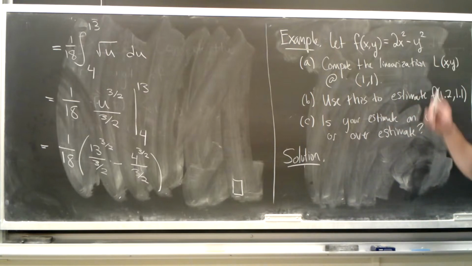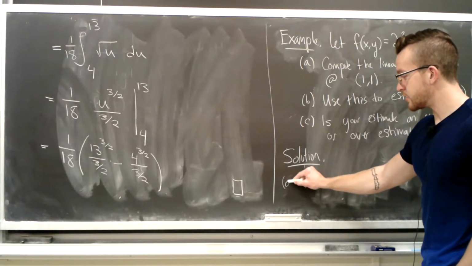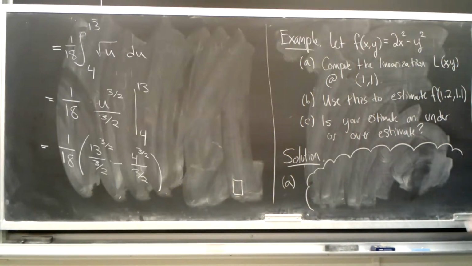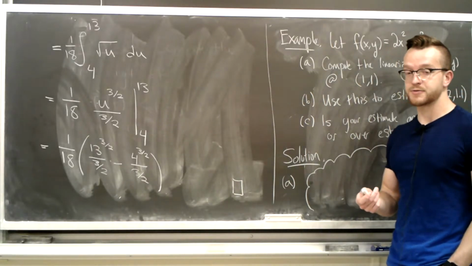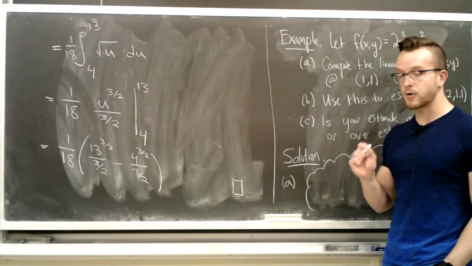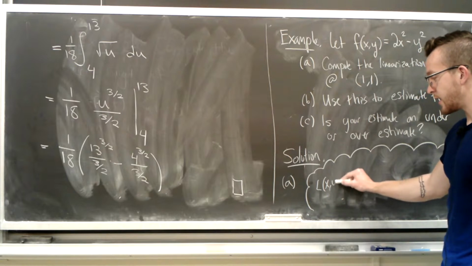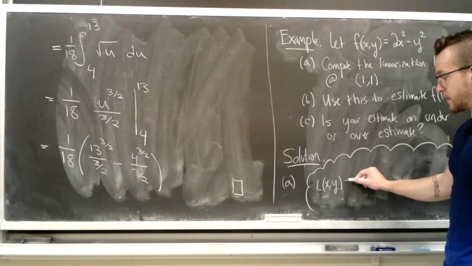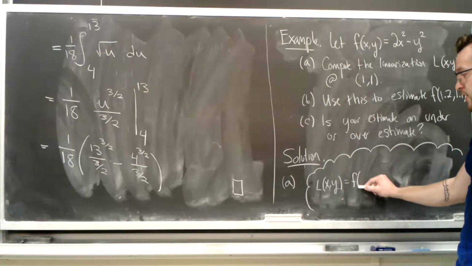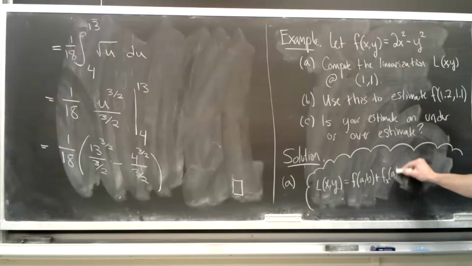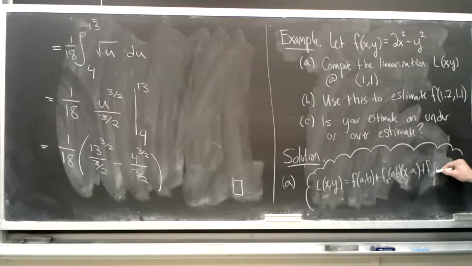So part A, compute a linearization. The thing to remember is the linearization formula. And this is the thing that mimics the tangent line equation in one variable. Or if you like to think about it this way, it mimics the first Taylor polynomial formula. So recall that the linearization at the point (a, b), the formula for this is f of (a, b) plus the x derivative at (a, b) times x minus a plus the y derivative at (a, b) times y minus b.